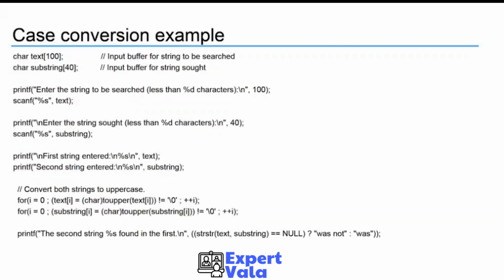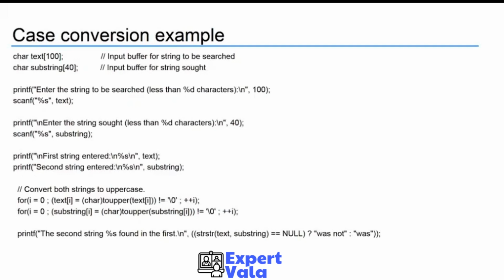We ask the user to enter a string of less than 100 characters. We get that and store it in text, and then they enter the string that they want to find using strstr, so the substring. We then print the first string and then we print the second string. We then convert both strings to uppercase, and then we can actually say whether the second string is found in the first string. So when we call strstr, it can ignore case.